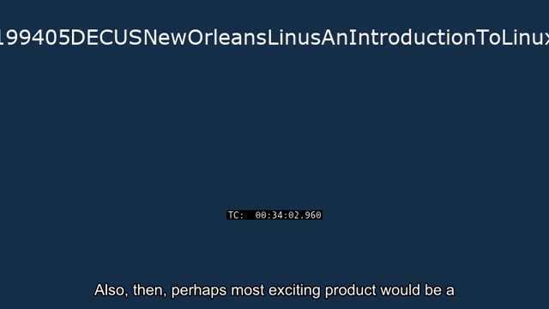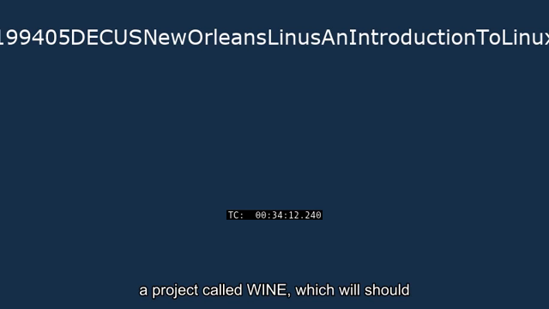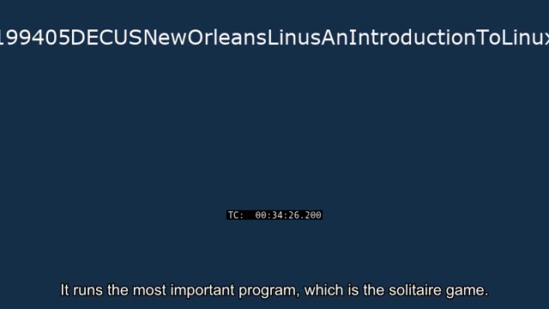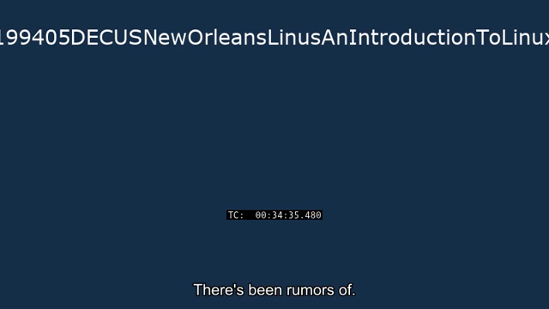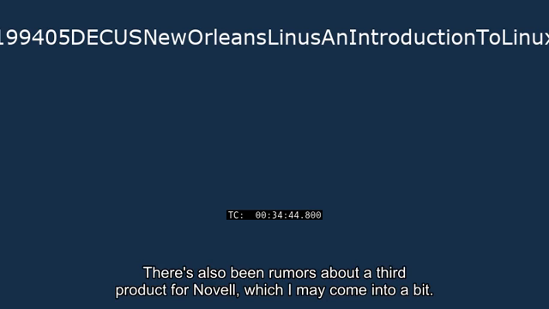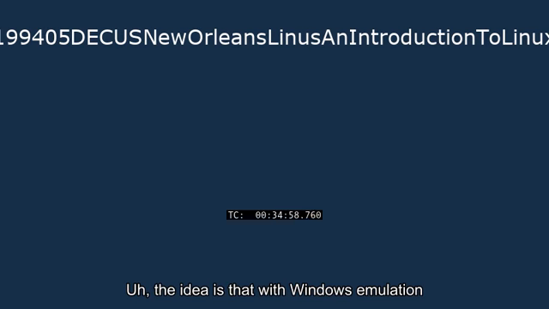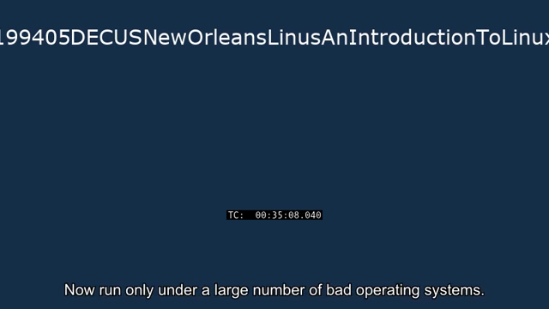Also, perhaps the most exciting product would be Windows emulation. There's work going on with a project called Wine, which should be a free Windows emulator for X. It's not even close to ready yet. It runs the most important program, which is the solitaire game, but that's about it. There've been rumors of the Sun Wabi product, whatever they call it. There've also been rumors about a third product from Novell, which I may come into a bit. The idea is that with Windows emulation, you could actually run a large number of good programs, which sadly now run only under a large number of bad operating systems.